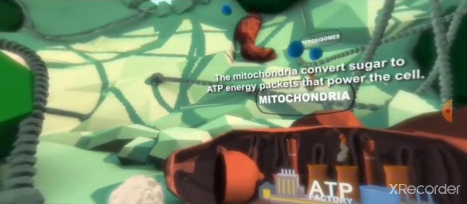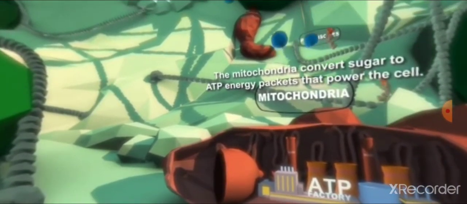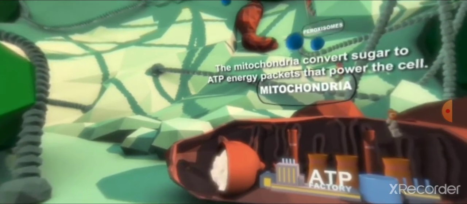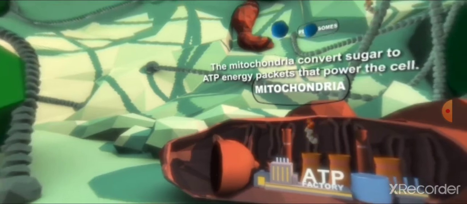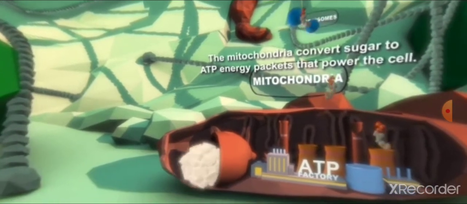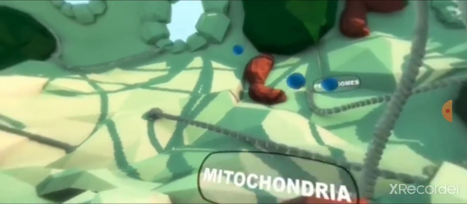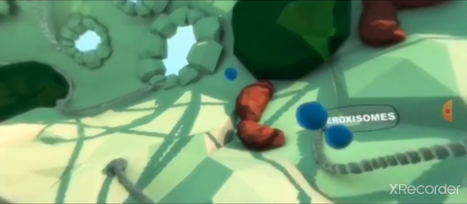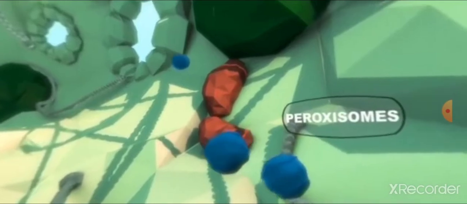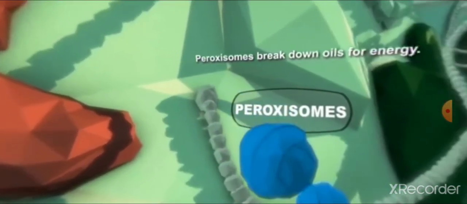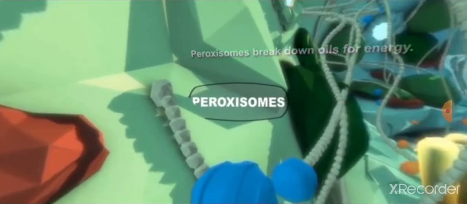And the food material, that is sugars produced in the chloroplast, is used up by the mitochondria and produces the energy packets. They are ATP, adenosine triphosphate. That is why the mitochondria is called the powerhouse of the cell. These blue colored ball-like structures are called peroxisomes. These break down oils present in the cell for production of energy.